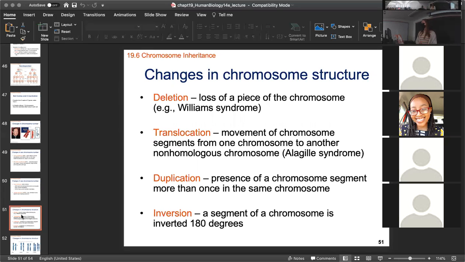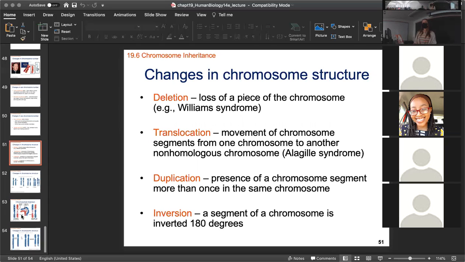Changes in chromosome structure. Okay, so these next couple slides are going to tell us what happens when the chromosome itself has a change in structure that may cause some mutations or some genetic differences. Okay, so the first one would be a deletion. This is known as like Williams syndrome. This is where there's a loss of a piece of chromosome, which makes sense. Like when you hit delete, when you're typing an essay and you're like delete, delete, delete, that's essentially what's going on here. Okay, it's deleting a part of the chromosome.